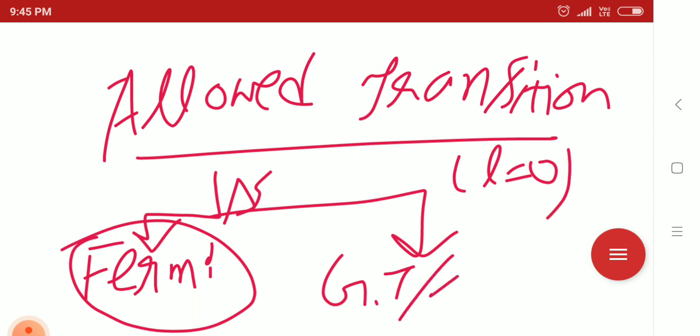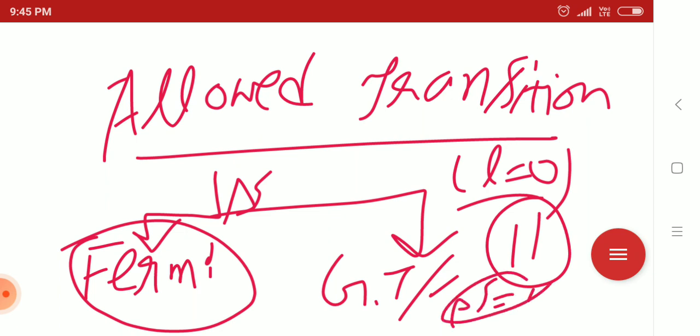In the Gamow-Teller transition, we have seen that delta S equals 1. That means the electron and neutrino have parallel spin. So delta J equals 0 or plus or minus 1. In both cases parity will not change. But last but not least, in the Fermi case the J equals 0 to 0 transition is allowed, but in the Gamow-Teller case the 0 to 0 transition is not allowed. So these are the allowed transitions.